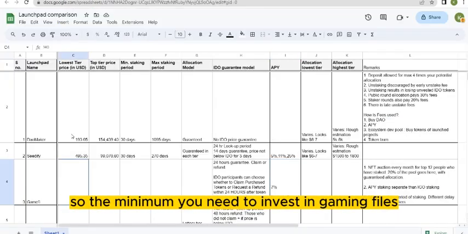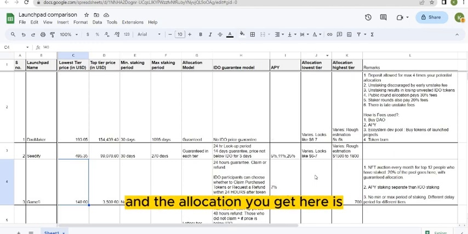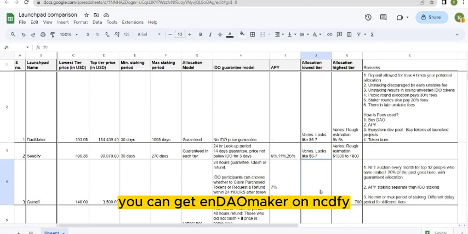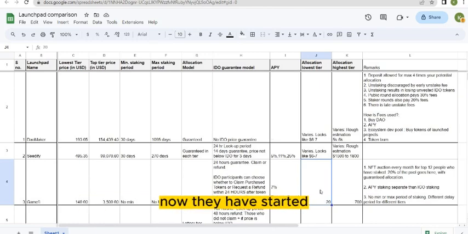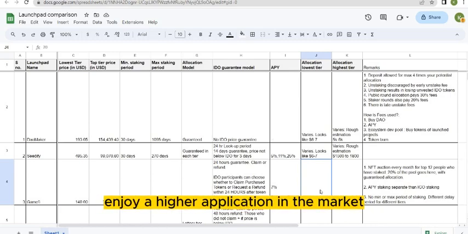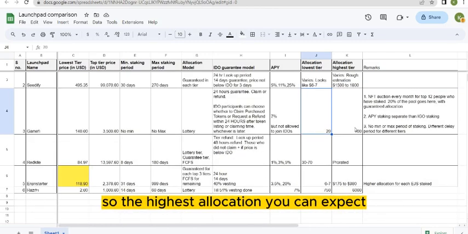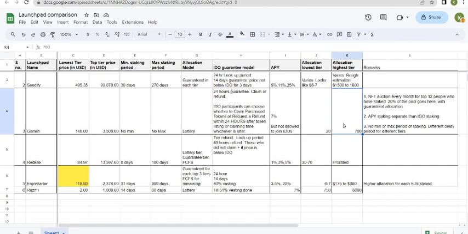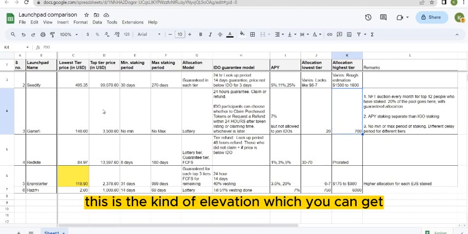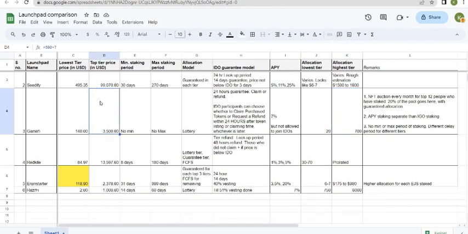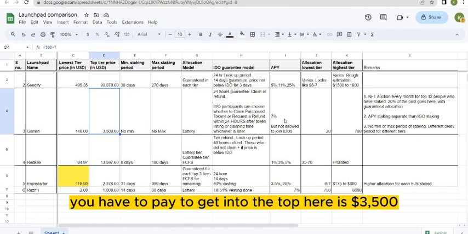So the minimum you need to invest in GameFi is $140, and the allocation you get here is certainly higher than you can get in Dao Maker and Seedify. The reason being that these guys are not doing a lot of launches, and now they have started. Also, Dao Maker and Seedify enjoy a higher reputation in the market than some other launchpads which started later on. So the highest allocation you can expect to get here is $700. This could be different, but my research shows that this is the kind of allocation you can get. The amount you have to pay to get into the top tier is $3,500.